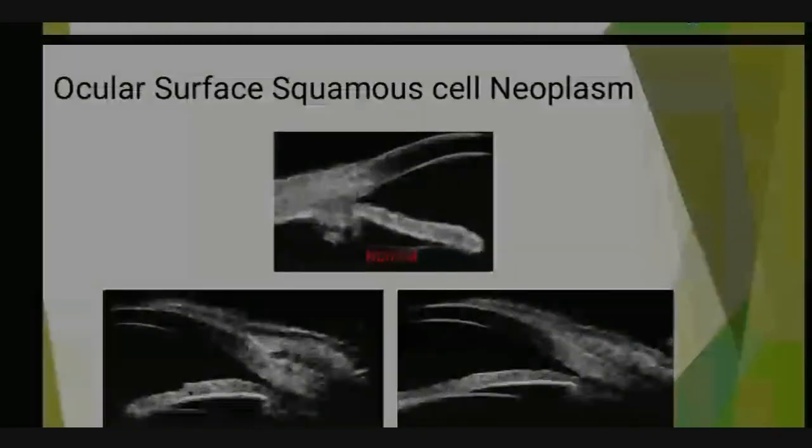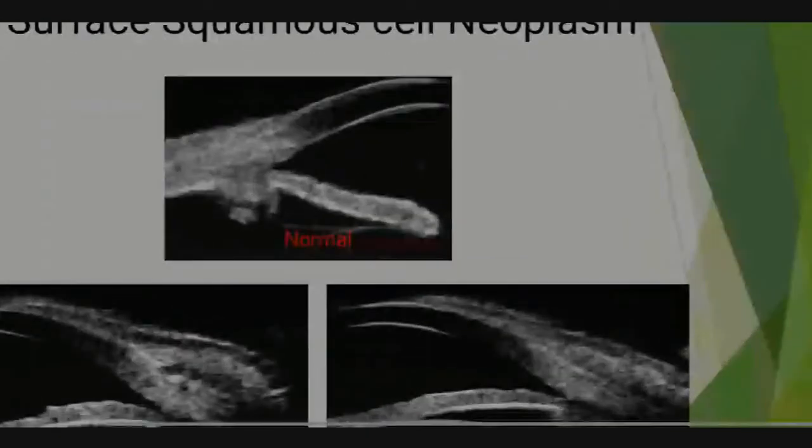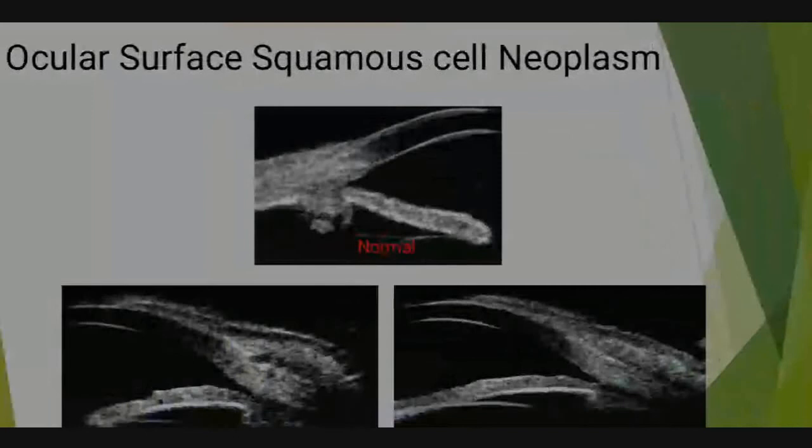Next, ASOCT. Yes, they ask for ASOCT also in these cases, in OSSN cases and all. That will give the thickness, how much thickness is there. Here we can just approximately tell. They do both ASOCT and UBM for these types of cases.